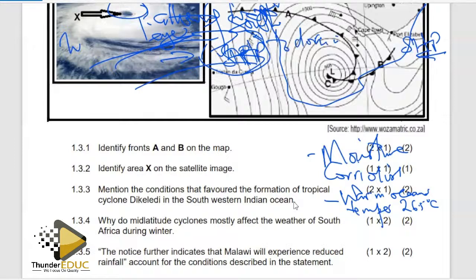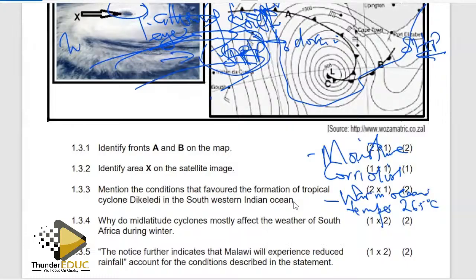If the westerly winds are dominating, it means they can also drive the mid-latitude cyclones into the interior. But if they are blocked, they cannot allow the mid-latitude cyclones to get into the interior. So because of the shift of the high pressure cell, it allows the domination by the westerly winds. And the westerly winds are the ones responsible for driving the mid-latitude cyclones into the interior.